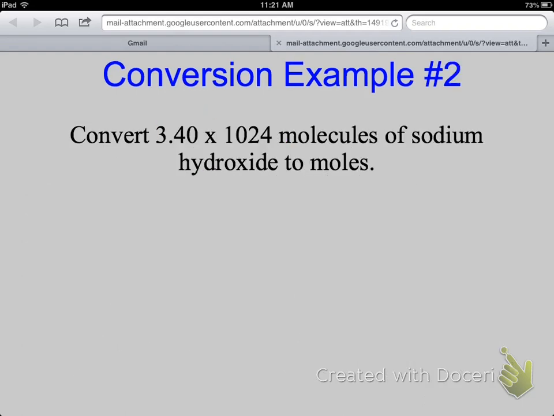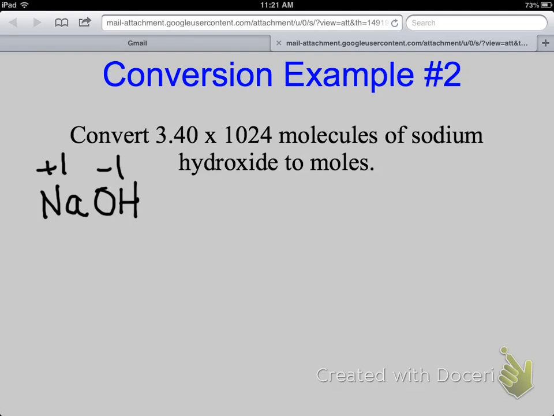Example number 2, we're going to do it a little bit backwards of what we just did. So this time we are starting out with 3.40 times 10 to the 24th molecules of sodium hydroxide. Now the reason I have molecules instead of atoms is because I'm talking about a compound, not just a single element here. So you know what I want to do first is come up with the formula for sodium hydroxide. So sodium is Na. Hydroxide is one of our polyatomic ions, so OH. Na is a +1. OH is a -1. We don't need any subscripts.